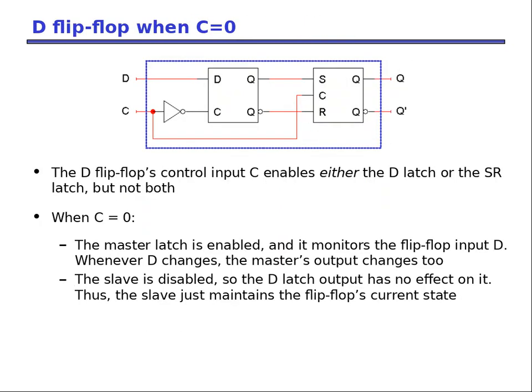There we go. So notice that the C enables either the D latch or the SR latch, but not both. That's the first very important thing. C either enables the D latch or enables the SR latch. That means only one or the other is changing its value. It also means that one or the other is always changing its value, and the other is always holding its value.